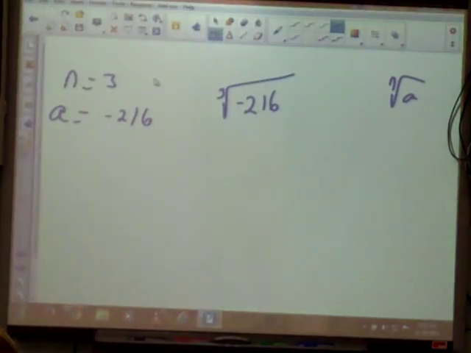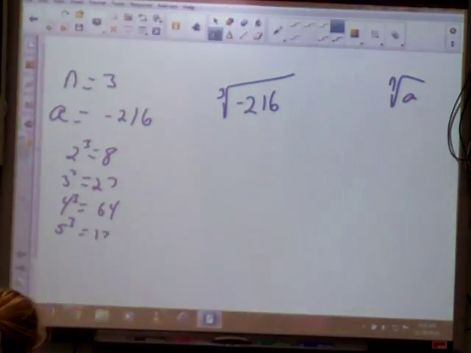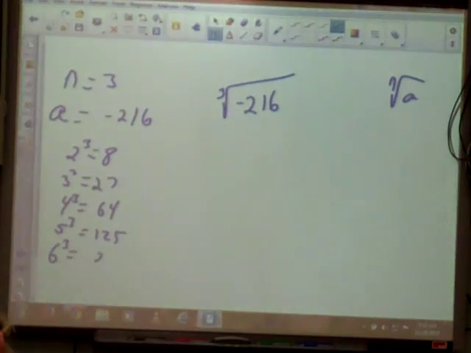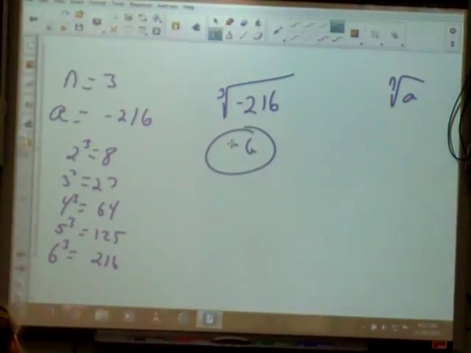I'm going to show you how to do it with and without a calculator both ways. If I get some quick perfect cubes, I know 1 cubed is 1, 2 cubed is 8, 3 cubed is 27, 4 cubed, 4 times 4 is 16, is 64, 5 cubed, 5 times 5 is 25, times 5 is 125, we get closer. 6 cubed, 6 times 6 is 36, times 6 is 216. So that tells me my answer. Negative 6 to the third would equal negative 216, so this would be negative 6. Negative 6, that's it.